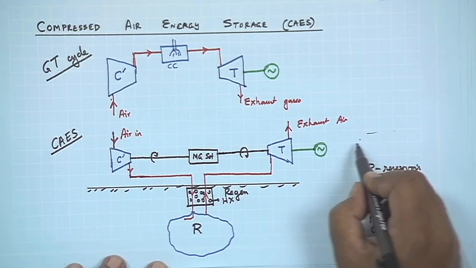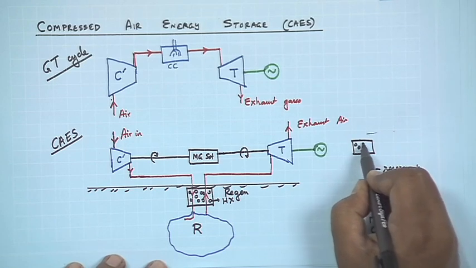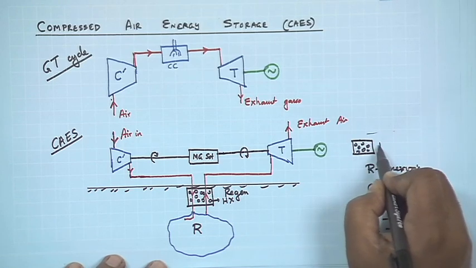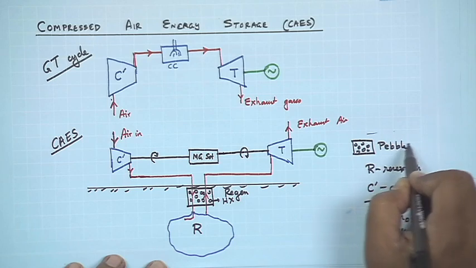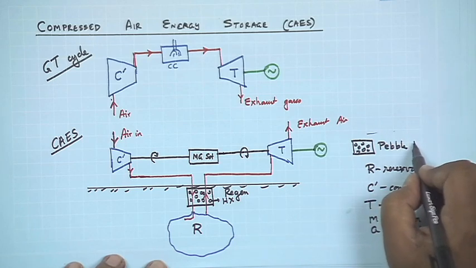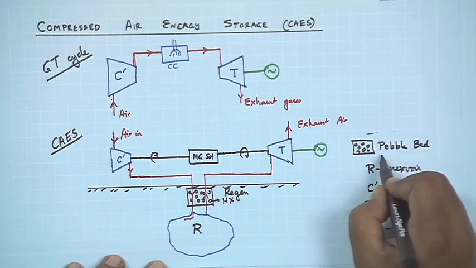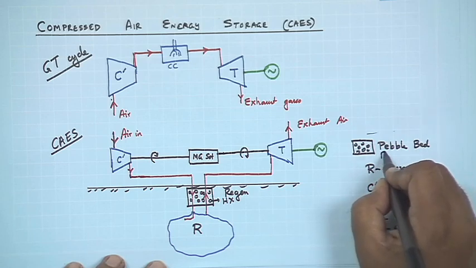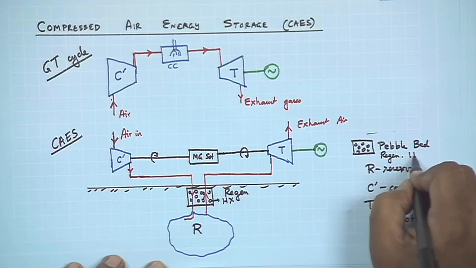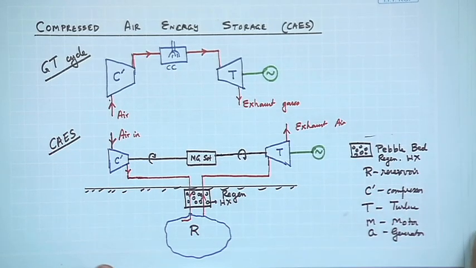Let me write that here. Pebble bed regenerative heat exchanger. So what is this? This is a volume consisting of some pebbles or stones. These are materials that have high density and high specific heat. Typically that is how we do thermal energy storage.